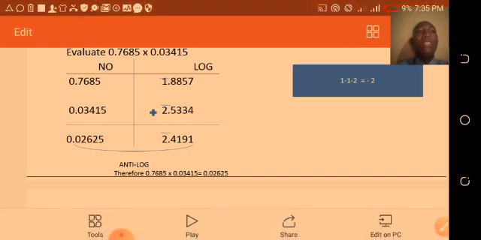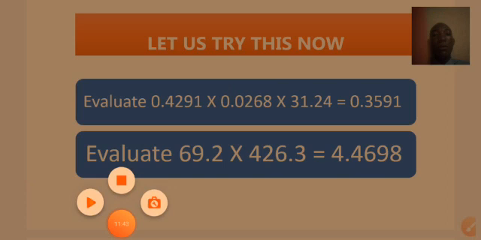So when you put that one at the front now, then therefore, the anti-logarithm of 0.7685 multiplied by 0.03415 will give me 0.02625. That is that about multiplication under logarithm. So let's go on break now. And when we come back, we shall continue.